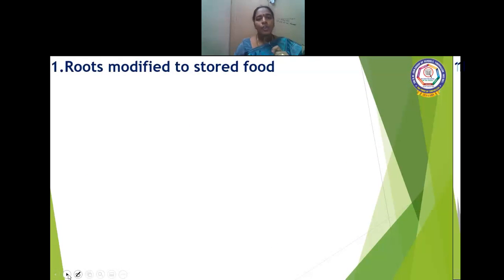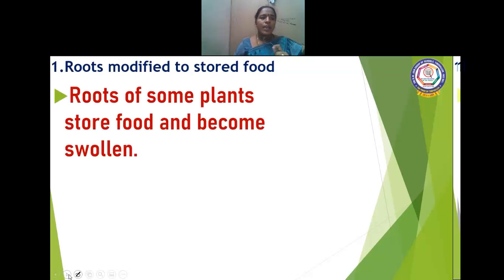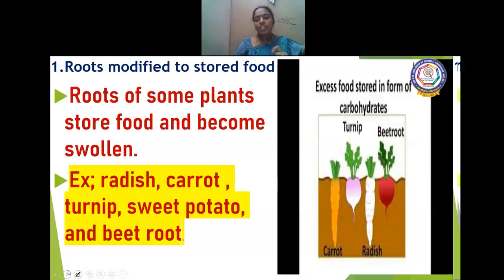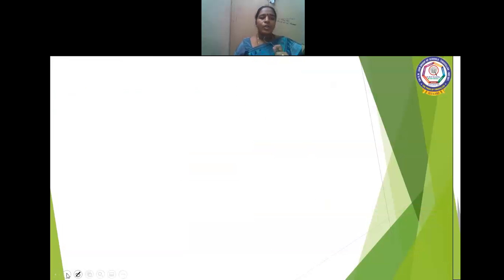Let me see some modifications of root. First one: root modified to store food. Roots of some plants store food and become swollen. Better examples: radish, carrot, turnip, sweet potato, and beetroot. These store extra food in the root, and we take them as vegetables. This is the first modification of root.